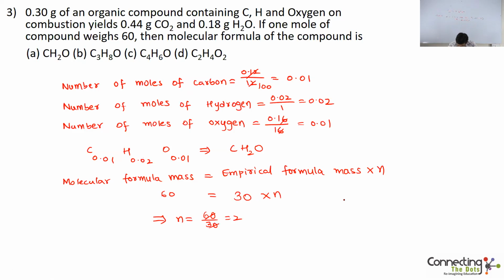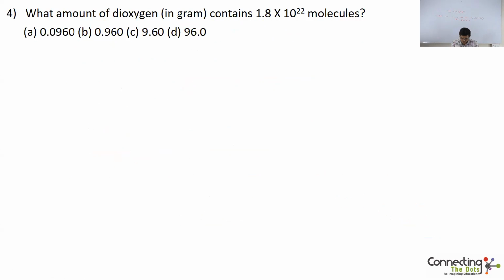So it's basically (CH2O) N, and your N is nothing but 2. So (CH2O)2 is equivalent to C2H4O2. So this will be your molecular formula. If you look at the options, D will be the correct answer. So that's how we calculate the molecular formula of a compound. Okay, let us look at the next question.